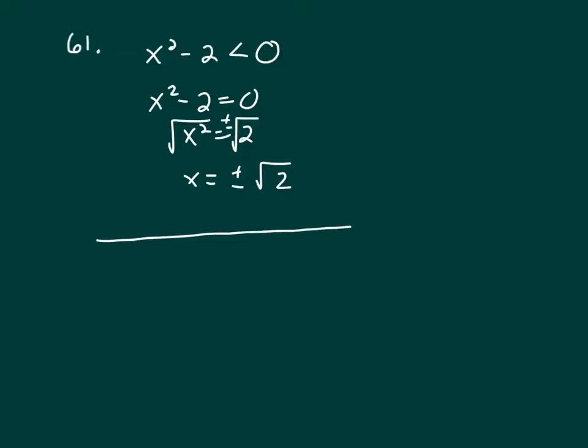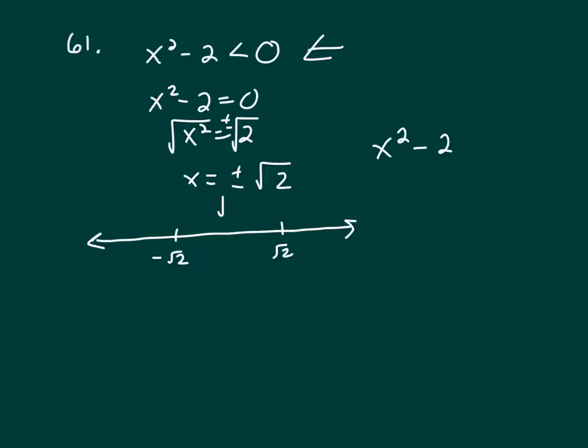So what that means is if you plugged in a negative square root 2 or a positive square root of 2, it would give you 0 if you plugged it in here. Now we're trying to figure out what values of x will make this thing negative. Less than 0 means negative. So what I'm going to do is look at x squared minus 2, and I split my number line into 3 intervals. It's got 3 pieces.